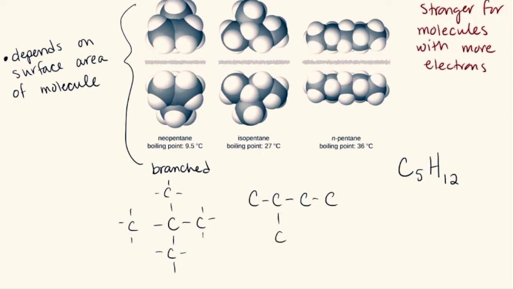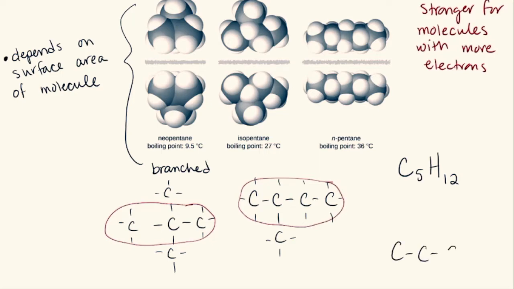You might have a C coming off one of these. This one's a little bit less branched. But it's got a longer chain, right? If we look at maybe surface area, we've got this length in the first one, something a little longer in the second one, and then in the last one, it's completely linear. C, C, C, C, C, and then all the H's come off of that.